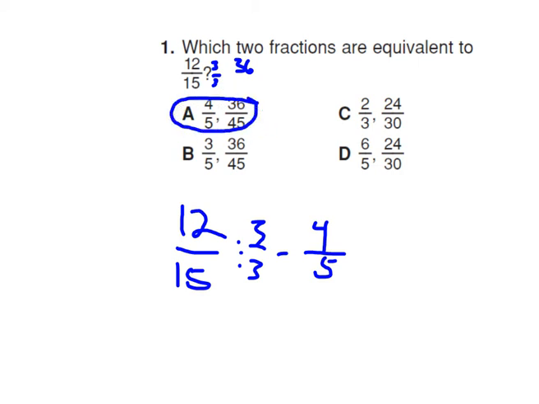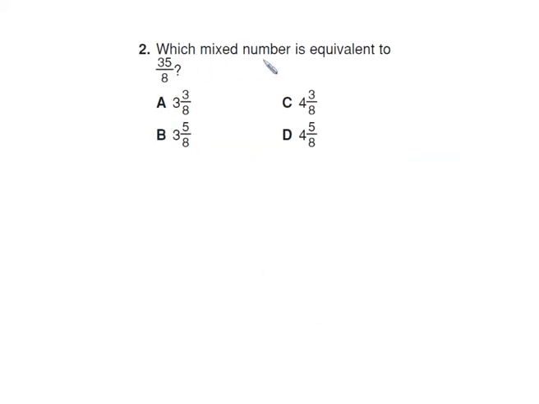Which mixed number is equivalent to 35 eighths? So this is saying if I had pizzas, they're cut up into 8 slices is one piece of pizza.